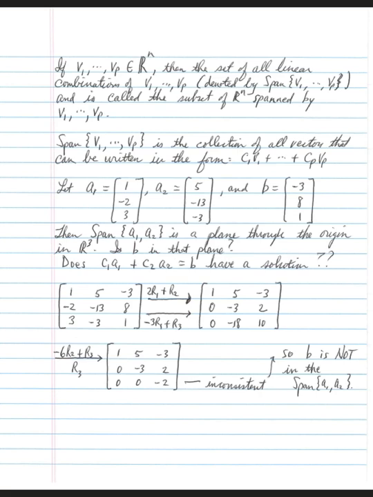Alright, so if you've got a list of vectors or a set of vectors in Rn, then the set of all linear combinations of v1 through vp, denoted by span of vector 1 through vector p, is called the subset of Rn spanned by those vectors. Now, I know that's a lot to take in.